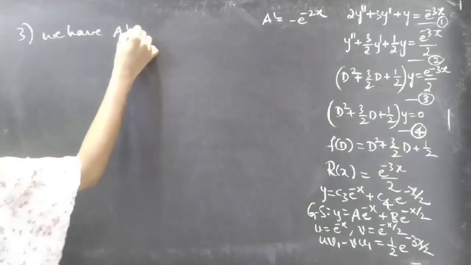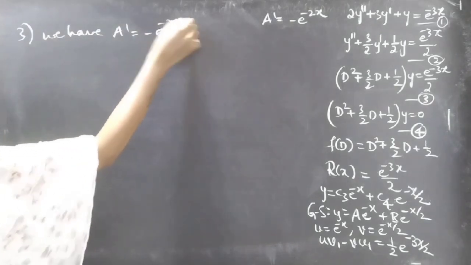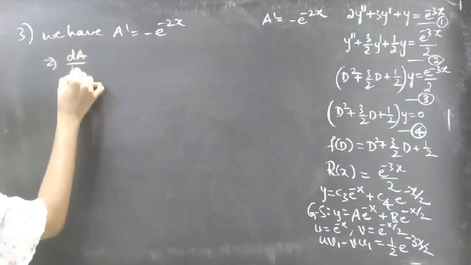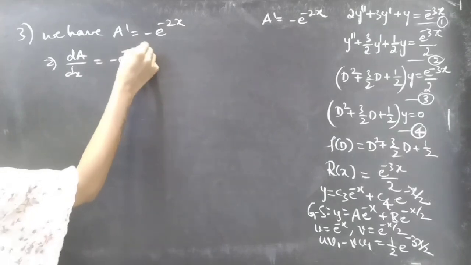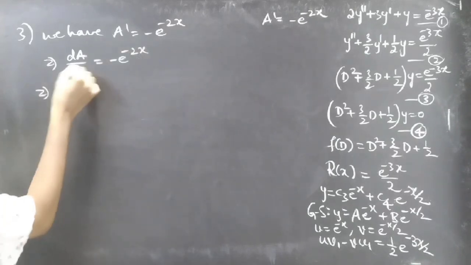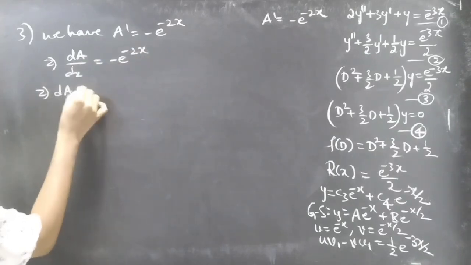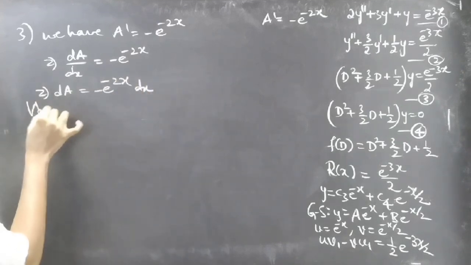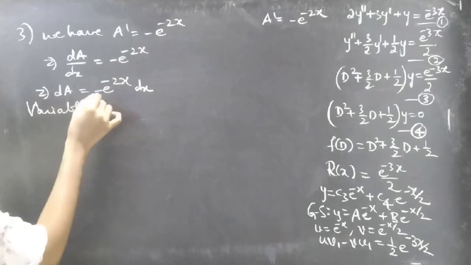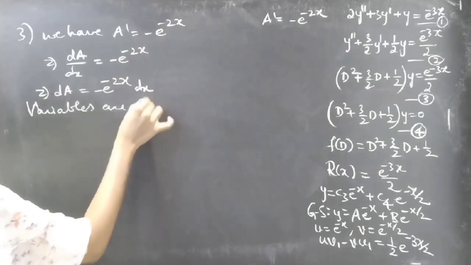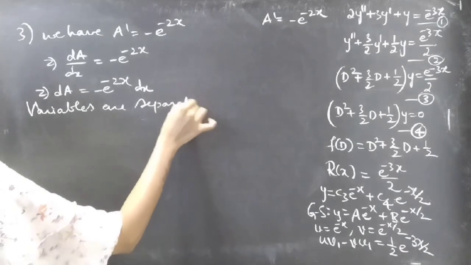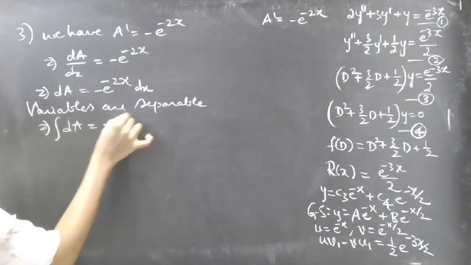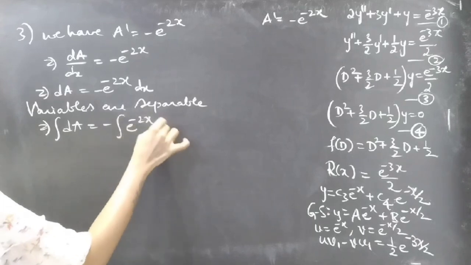We have A dash equals to minus e power minus 2x, right? A dash is nothing but derivative of A with respect to x. Now let's separate the variables by taking differential dx to RHS. We'll get dA equal to minus e power minus 2x into dx. Here the variables are separable, so we need to perform integration. Integral dA equal to minus integral e power minus 2x dx.